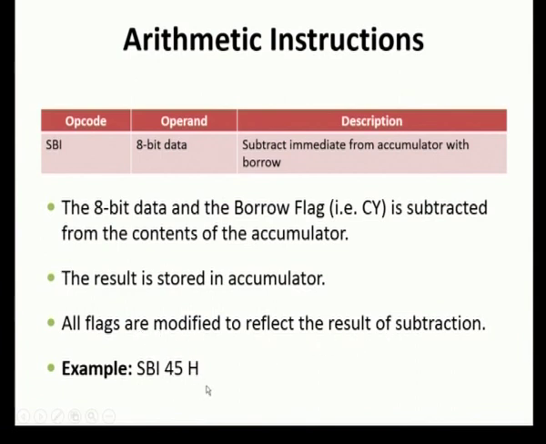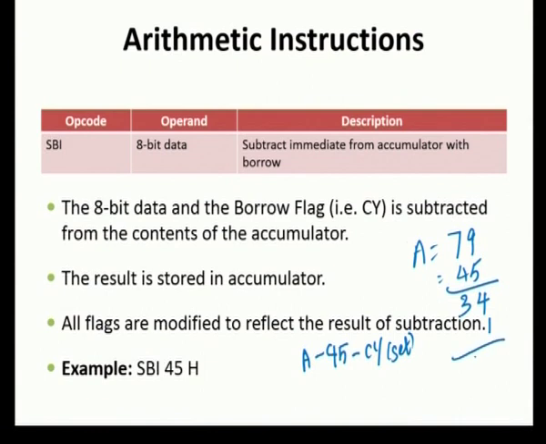SBI 45. So, what will happen? The accumulator value is reduced by 45, then by the carry flag. Consider A equal to 79 and the immediate data 45. Subtracting the values gives 34. If the carry flag is set, we have to reduce again by 1, which gives the answer 33. The carry flag being set represents that the previous subtraction produced a borrow.